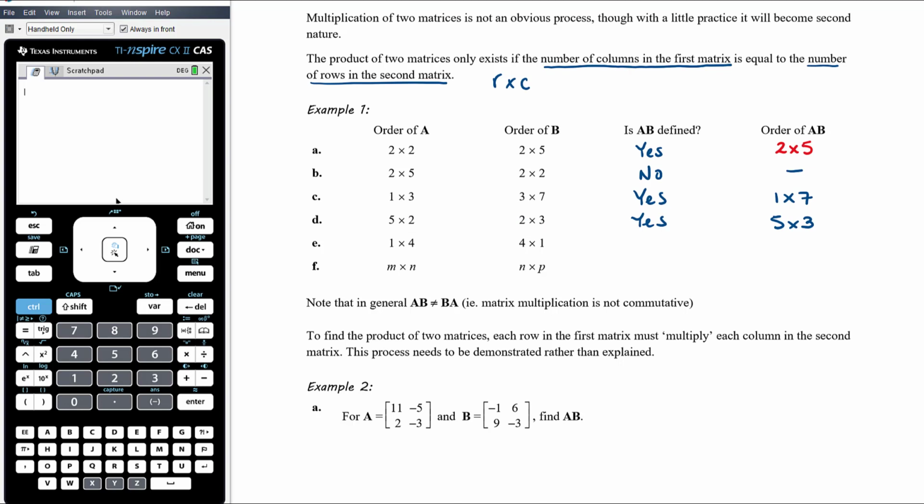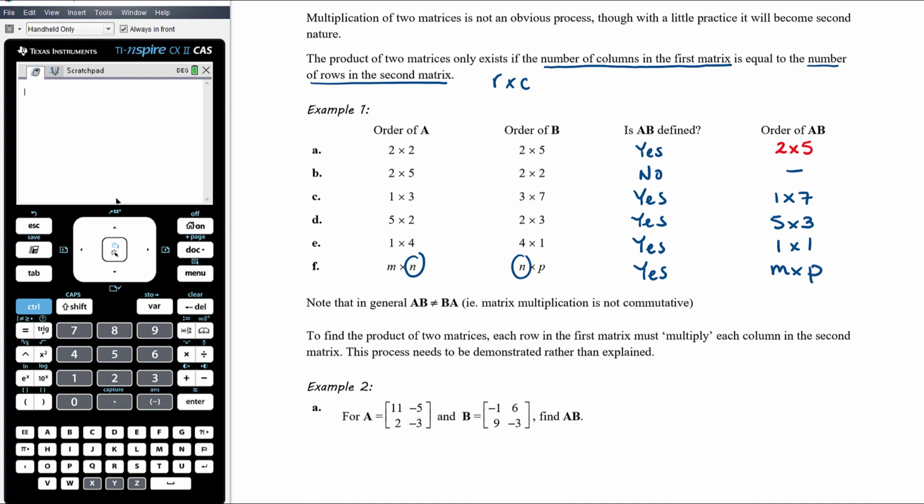Part E, a 1 by 4 matrix times a 4 by 1 matrix: 4 columns in this matrix, 4 rows in this matrix, so yes, we can do that multiplication, and what we'll end up with will be a 1 by 1 matrix, so it'll just be a single number. Part F, we have an M by N matrix multiplied by an N by P matrix. So matrix A has N columns and matrix B has N rows, so we can do that multiplication, and what we'll end up with will be of order M by P.